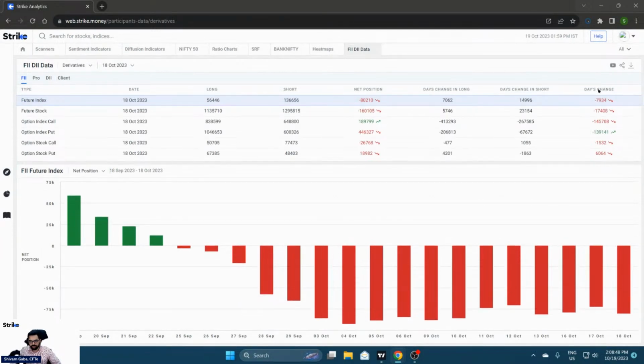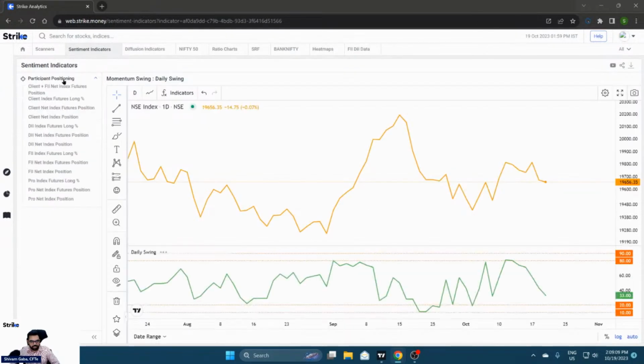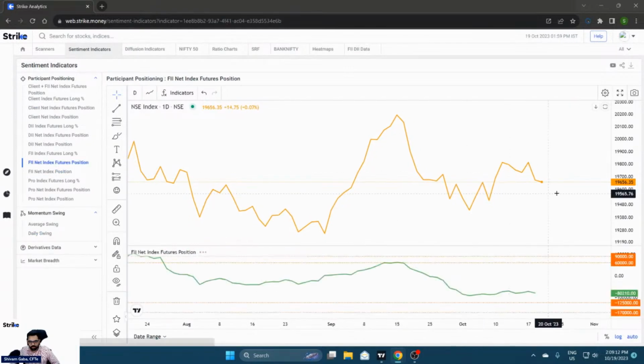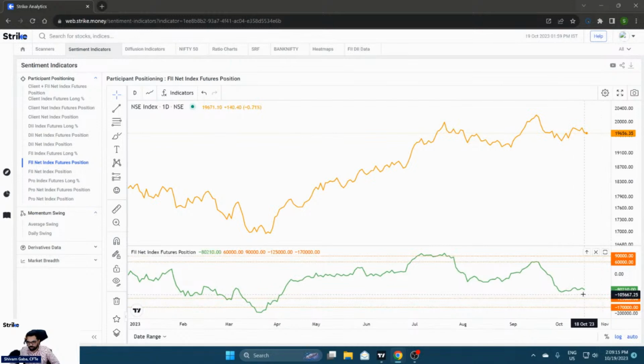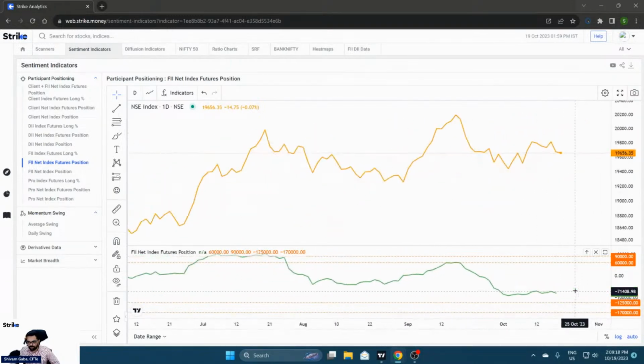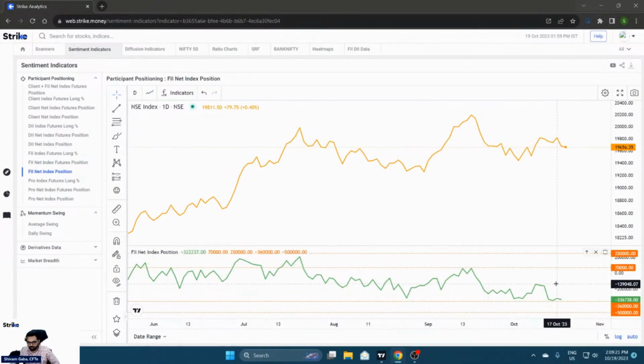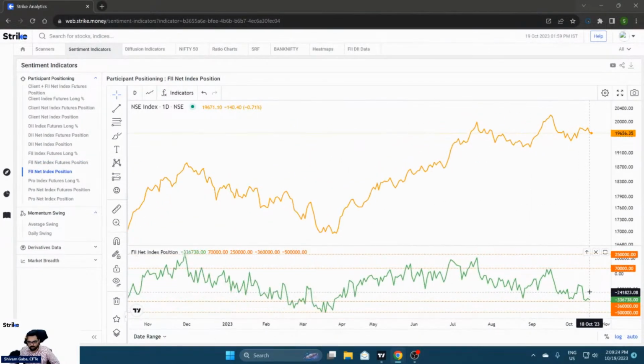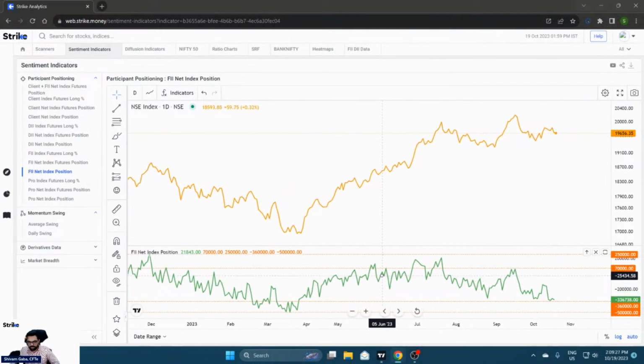In the futures, we again saw addition in the short position up to 8,000 contracts, and there was a reduction in calls as well as in puts, but net more calls were sold than puts, so that is also a negative number. So let's go to sentiment to view this data chartically. In the futures position we haven't moved significantly up or down. In the net index position, we are again back to back making lower lows and lower highs. So we still haven't reached the lower end.